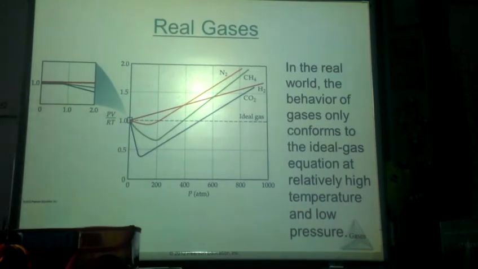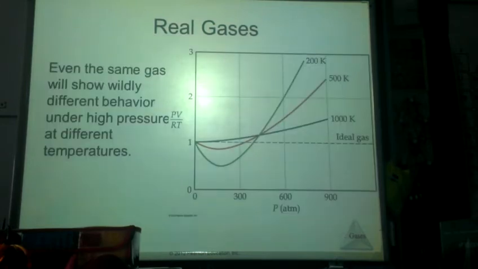But if I follow the graph at high pressures and at a different number of moles other than 1, as I increase my mole count, I can see that they're going to deviate from ideal gas. They're also going to deviate at a certain point, especially CO2. So real gases conform to ideal gases if they're relatively high in temperature and low in pressure.